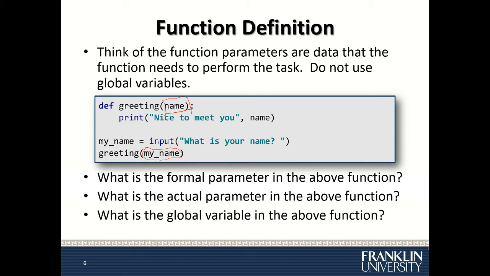And what is a global variable in this function? In the above function, the global variable is my name. A global variable is any variable that is declared outside of a function. So in this example, my underscore name is a global variable.